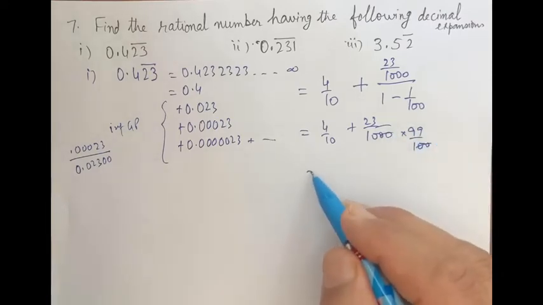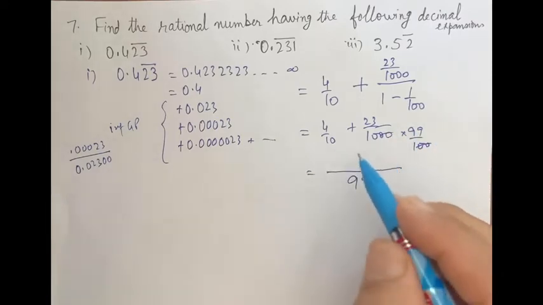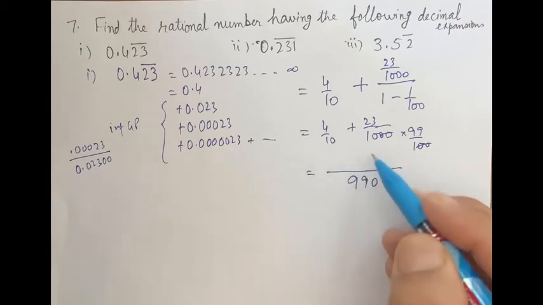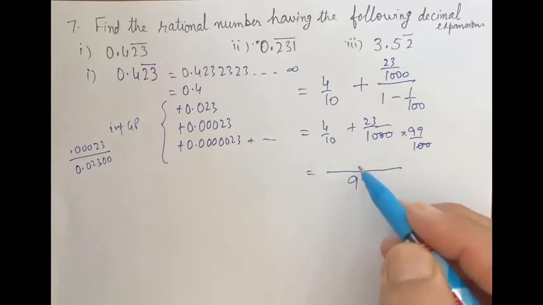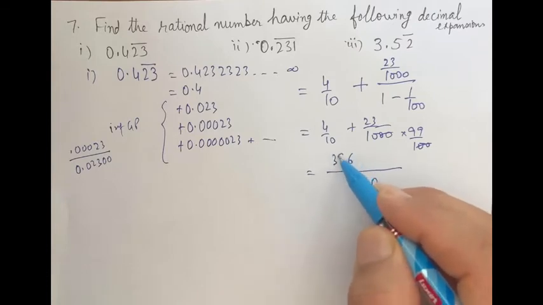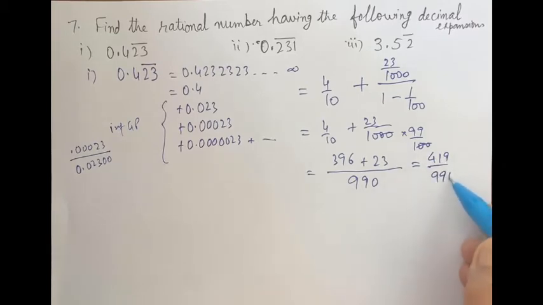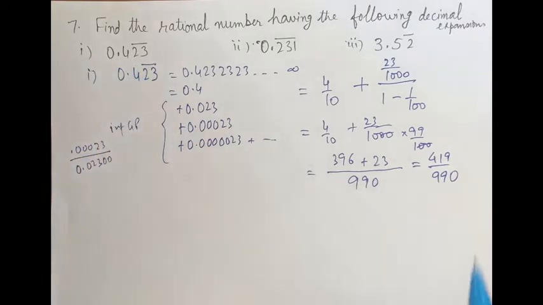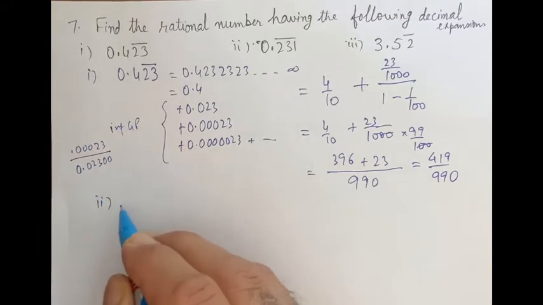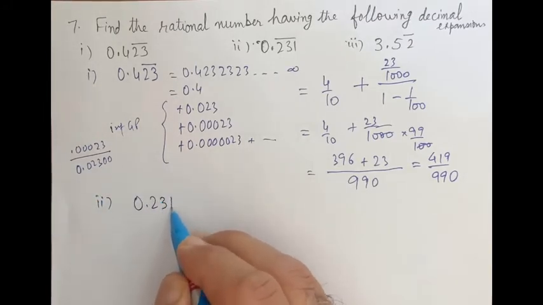This will cancel out. We take LCM 990. 990 divided by 10 is 99 into 4. This is 396 plus 23. So this will be 419 upon 990. This is the answer. So you can check if you divide using calculator 419 by 990, you will get 0.4232323 and so on.